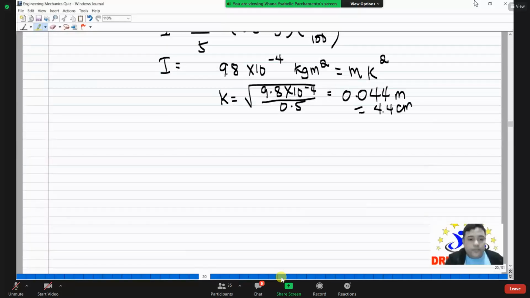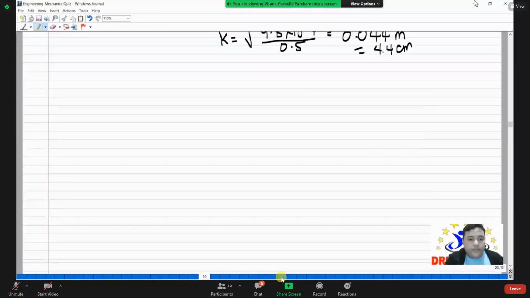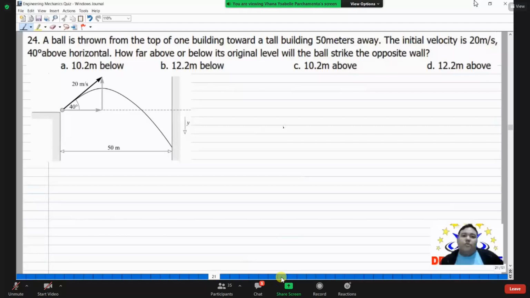A ball is thrown from the top of the building toward the tall building 50 meters away. The initial velocity is 20 meters per second, 40 degrees above the horizontal, as shown in the figure. How far above or below its original level will the ball strike the opposite wall? From the figure alone, this is below. So it's either A or B.